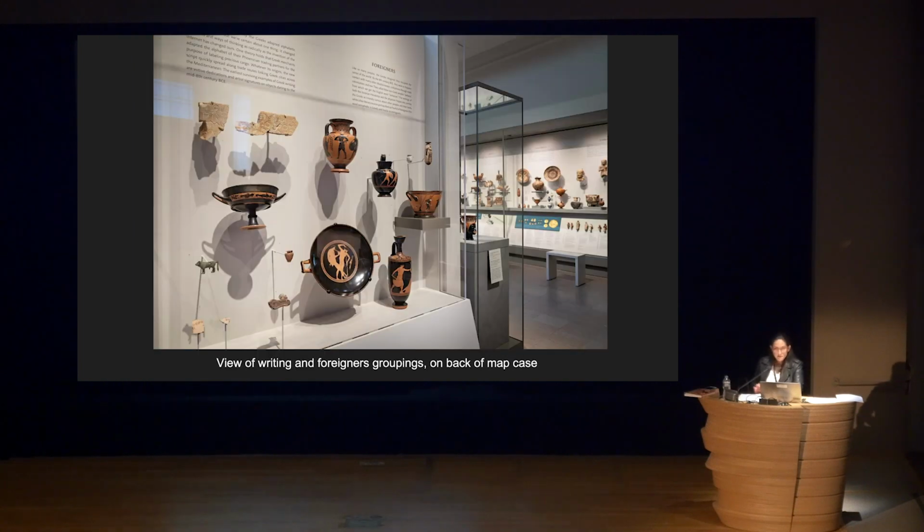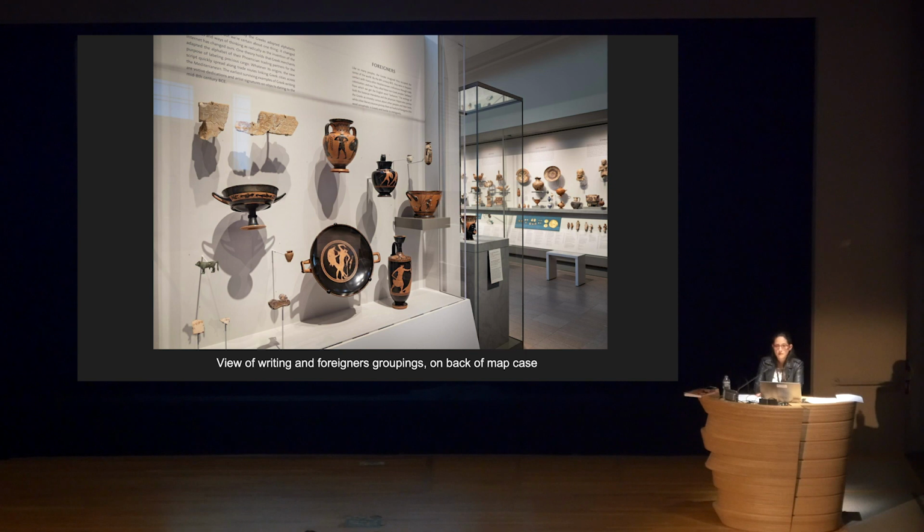Two groupings of objects on the other side of the case explore related themes. The first is alphabetic writing, the principal technology that the Greeks adopted from their trading partners, the Phoenicians. The appearance of writing in Greece is much debated, when and why, but it probably was by the end of the 9th century. And I think there are pretty strong arguments to suggest that it was adopted for the purpose of writing names on cargo.